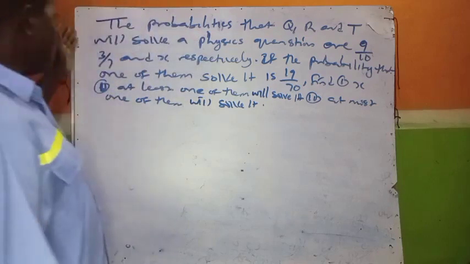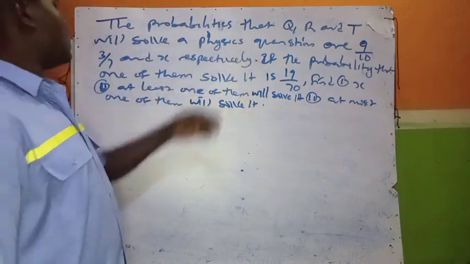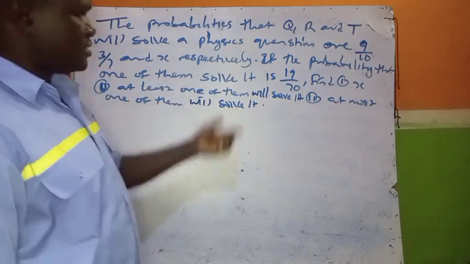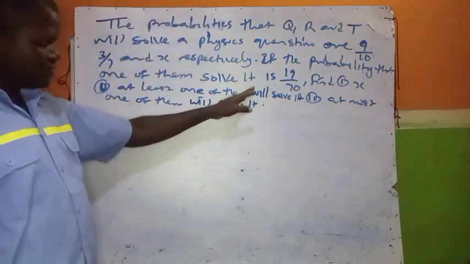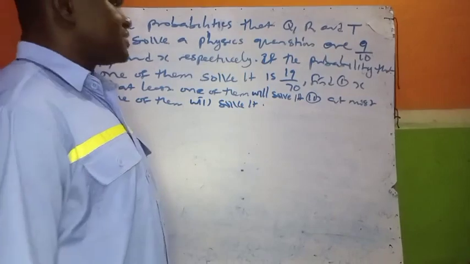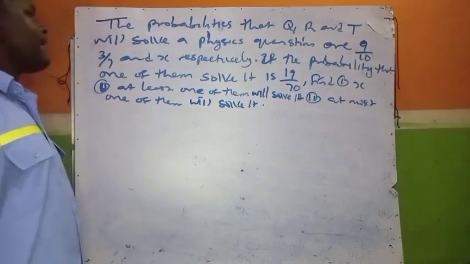So what you have here is the probability that Q, R, and T will solve a particular physics question. If the probability that one of them will solve it is 19 over 70, you have to find the value of x.